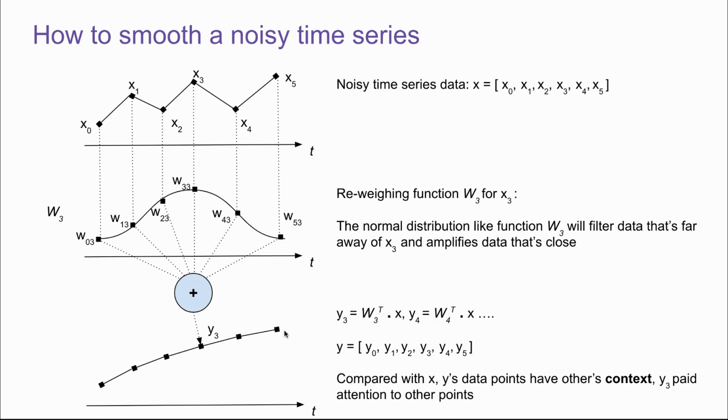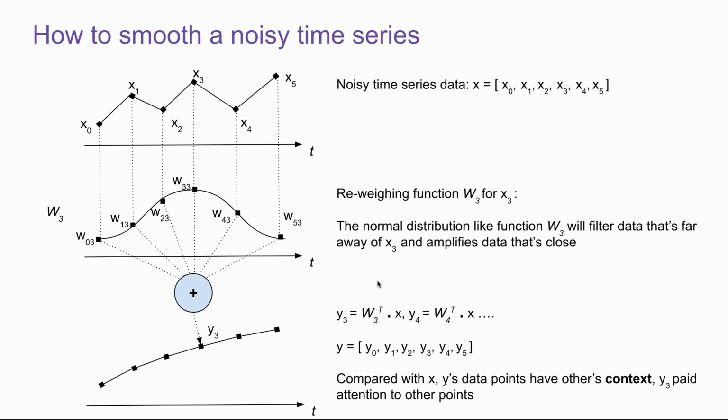I want to also say it's not necessarily smoothing this function. It really depends on how you design the reweighing function. If your reweighing function is just flat, then your output Y is going to be flat. If your reweighing function is extremely pointy, say only W3 has value and all the others are 0, then it basically does nothing. Your Y will just look identical to X. So it really depends on how you design your reweighing function.